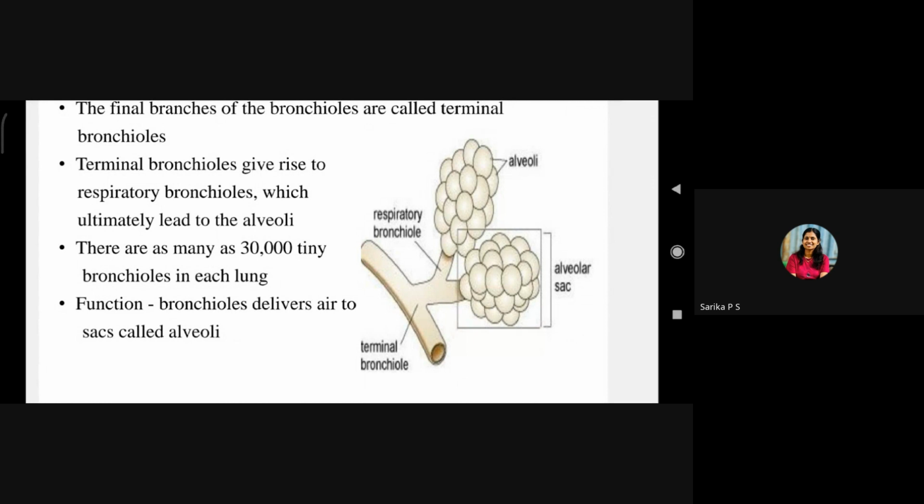There are as many as 30,000 tiny bronchioles in each lung. The function of these bronchioles is to deliver air to the sacs called alveoli. Obviously, they pass the air from the tertiary bronchioles to the alveoli.